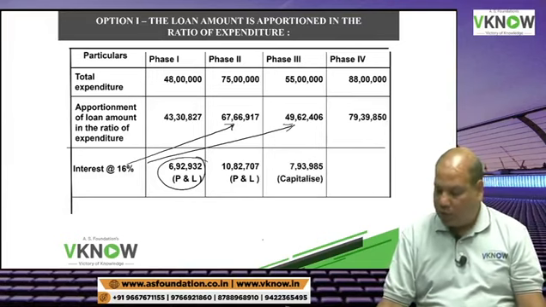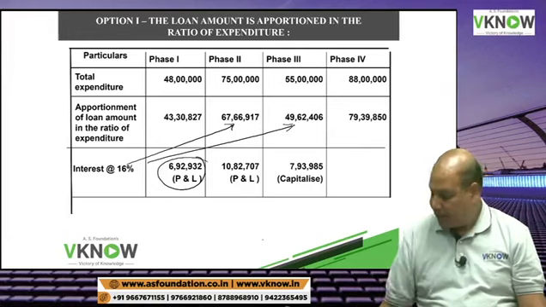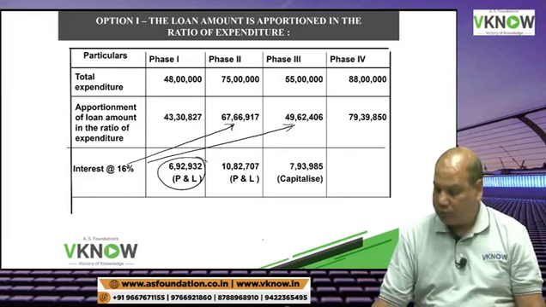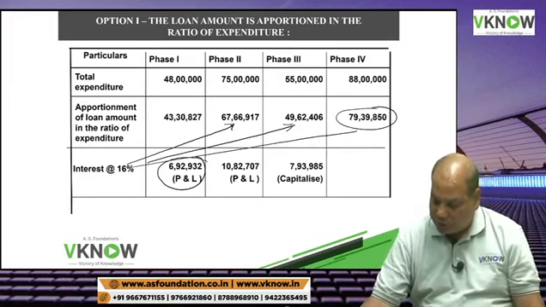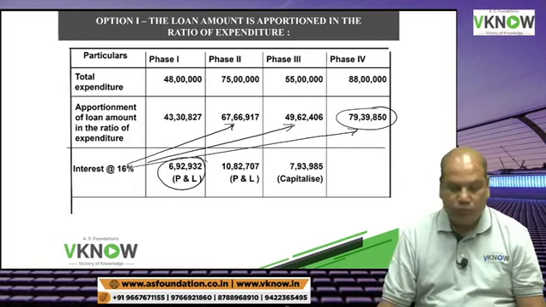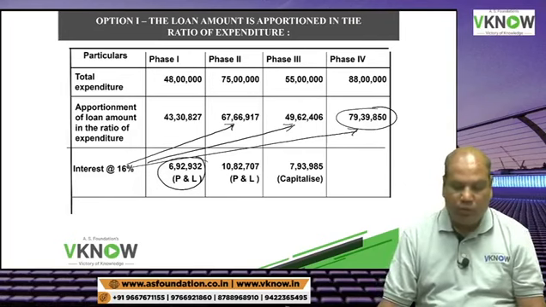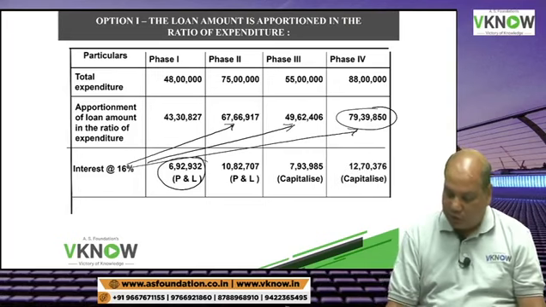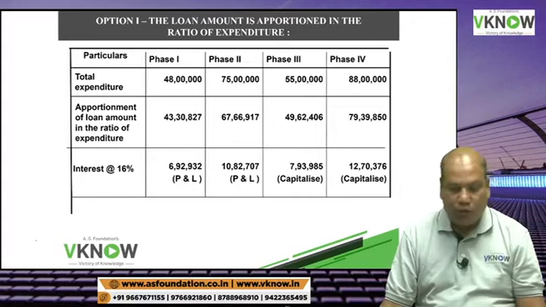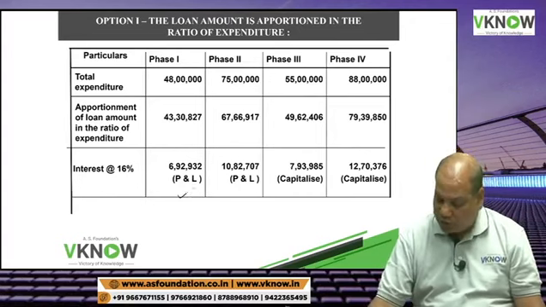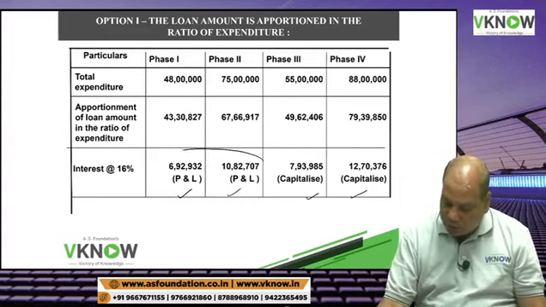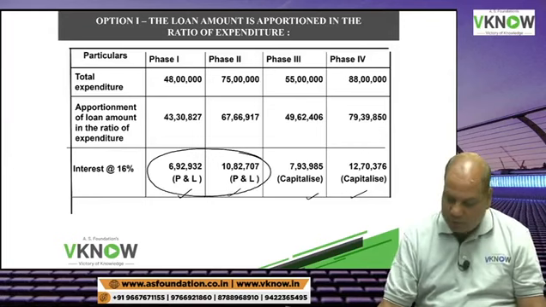This comes to 793,985. And last one, multiply this into 16%. Last one, 12,70,376. Check if it is right. Is it right? Yes. So the question was, how much amount will be capitalized?